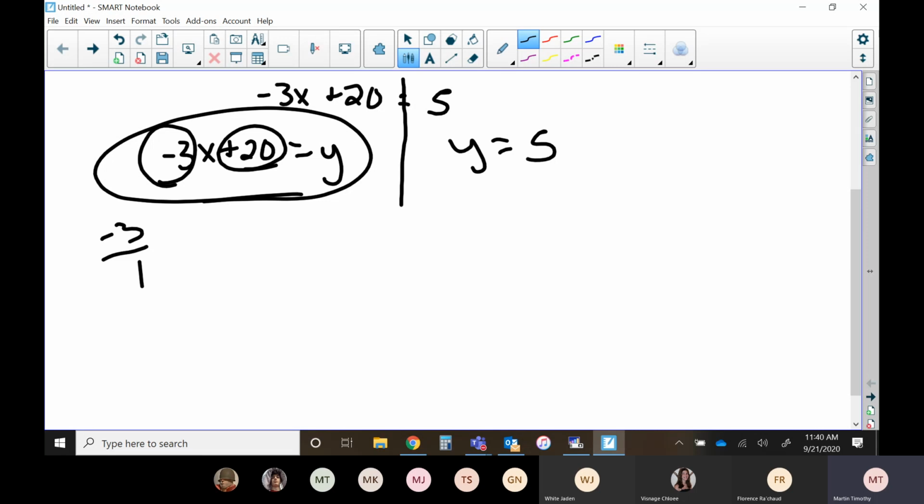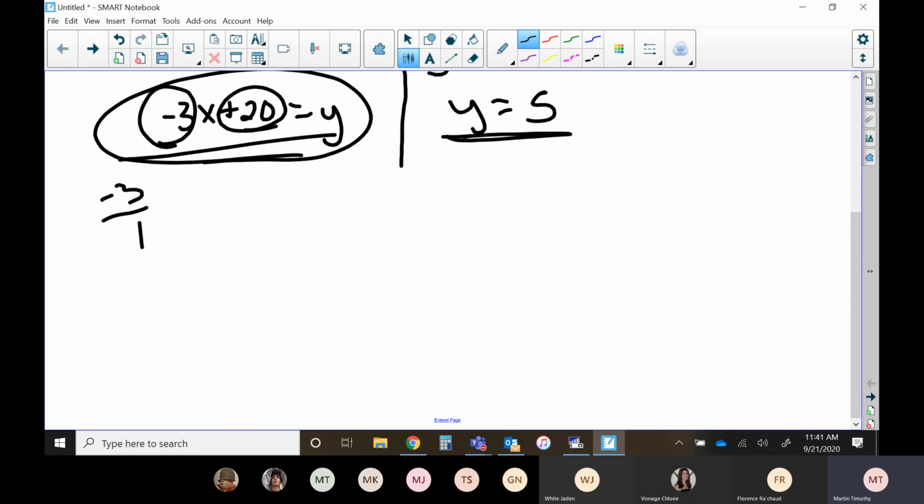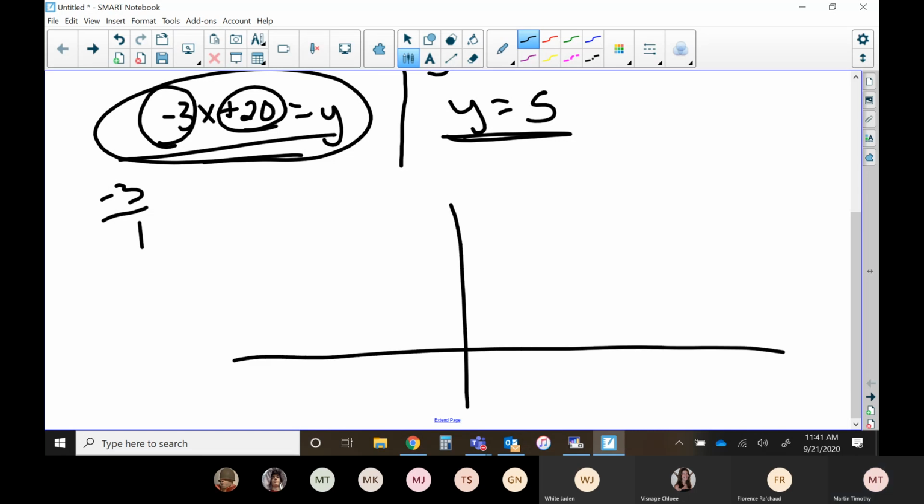I'm not going to keep graphing that. I need you to practice that. That is slope intercept form. I am going to go over this one because this one trips kids up all the time. How the heck do I graph y equals 5? Here's how I do that.